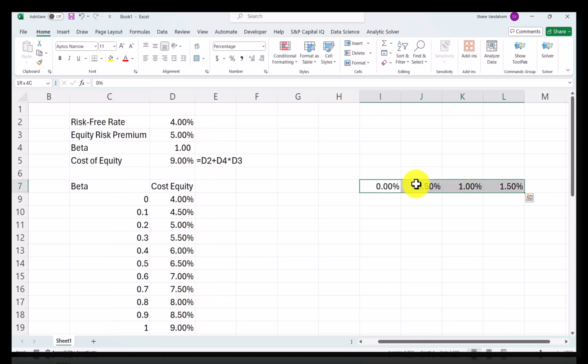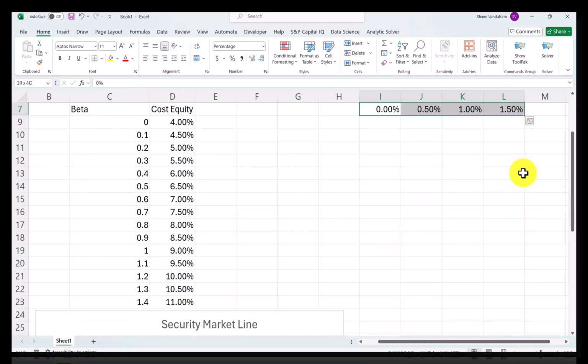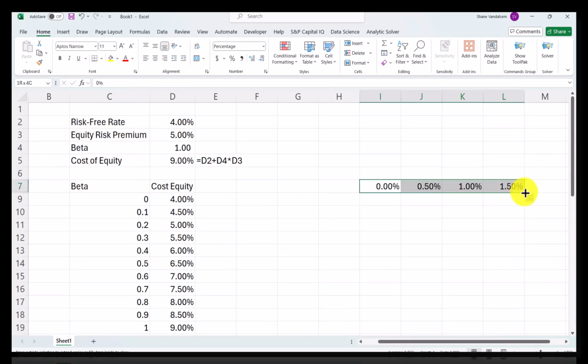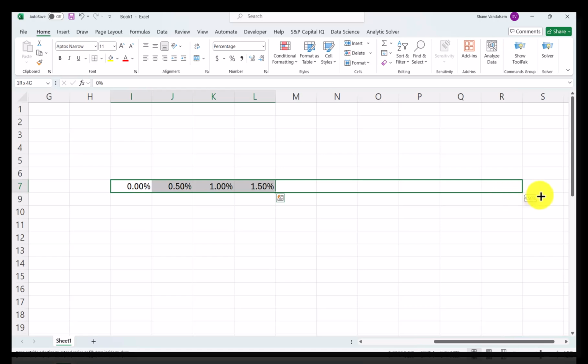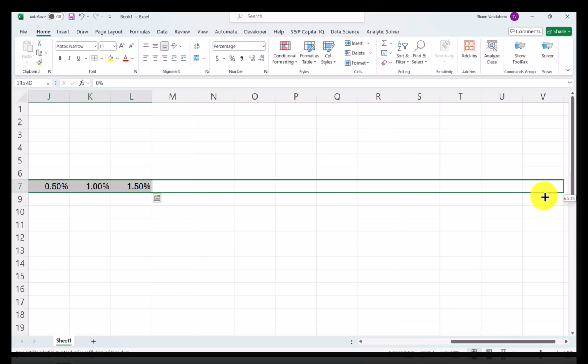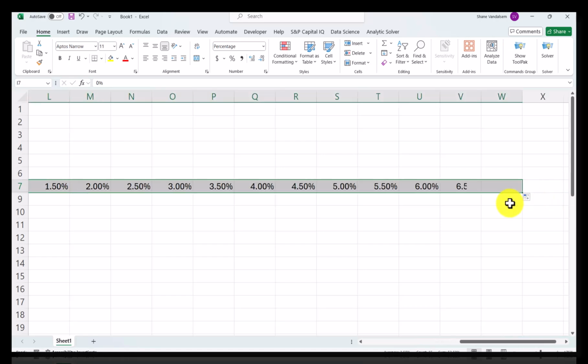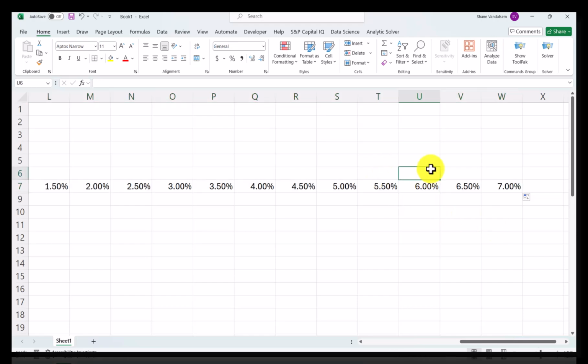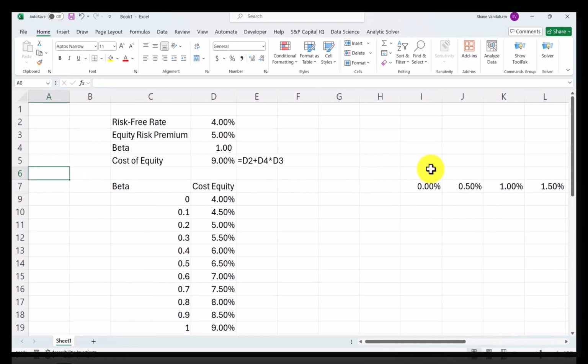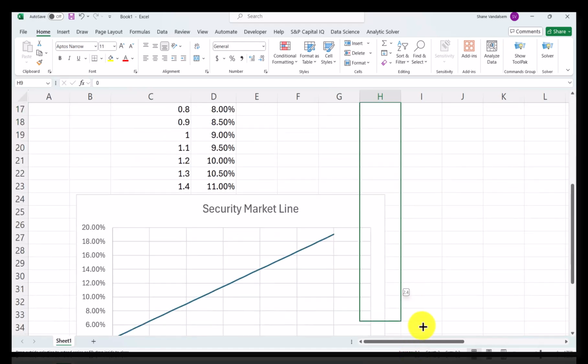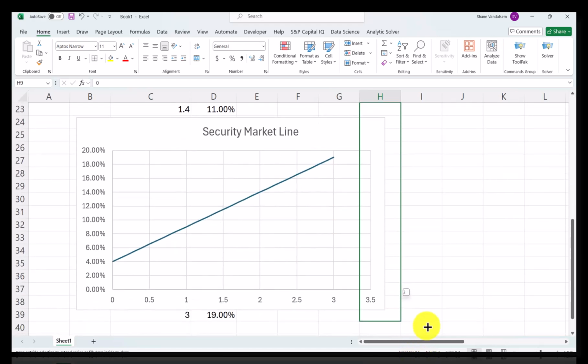And not too long ago, the one-year U.S. Treasury yield was getting down pretty low, and I'll take this up to about 7%. So this is our risk-free rate. And then I'm going to put the betas in just like I did before. We're going to start with 0. And then we're going to take this up to 3.